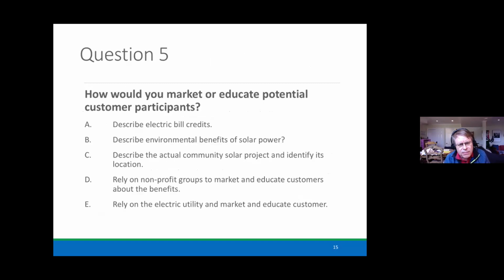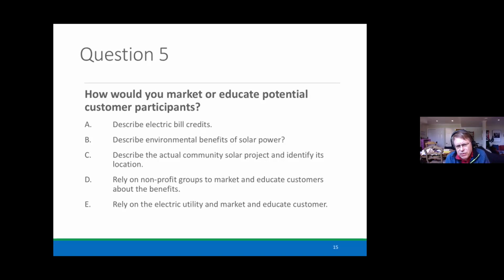And so the question 5 that I wanted to ask, I'm just checking on our time here, is how would you market or educate potential customer participants? Because this is honestly the biggest challenge to community solar, I think, is getting that information out to customers, because everybody's pretty skeptical. They don't have a lot of time, and they don't really understand exactly how these systems work. It's easy when there's a solar array on your roof, a little bit harder when the solar array is down 15 or 20 miles from your house, understanding how the mechanics on this work.